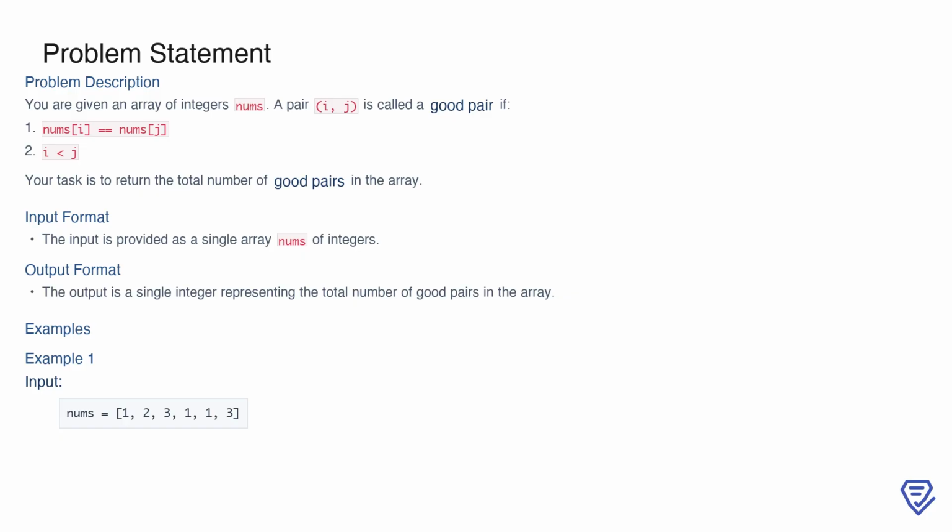So, we're essentially looking for pairs of equal elements in the array, but only where the first occurrence comes before the second. The input is a single array nums containing integers, and the output is a single integer representing the count of good pairs. Let's dive into some examples to understand this better.